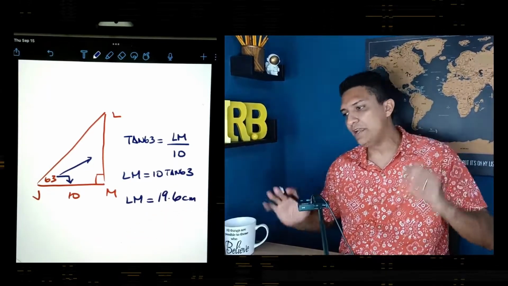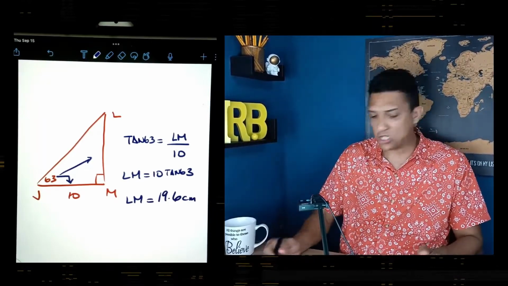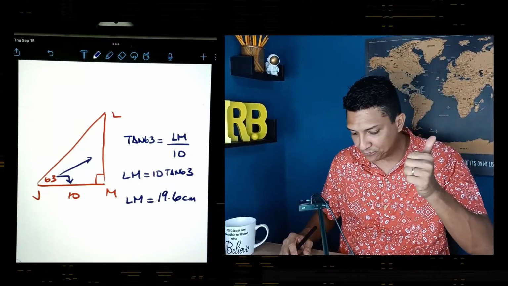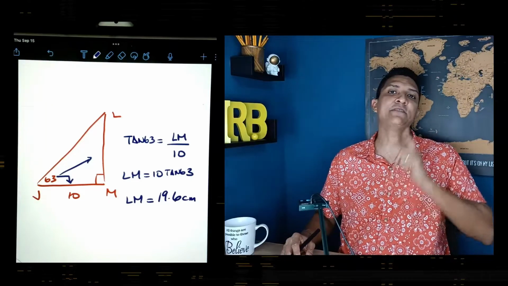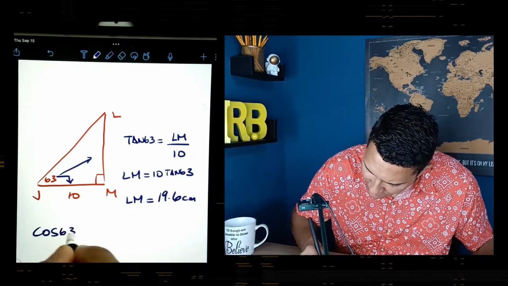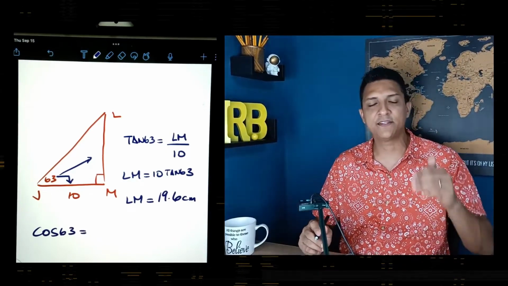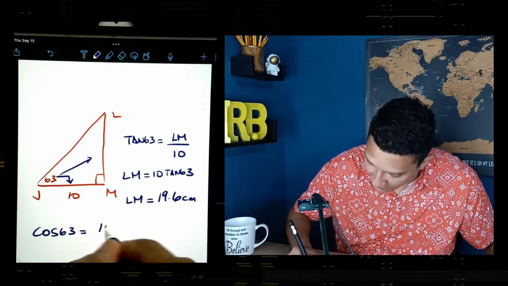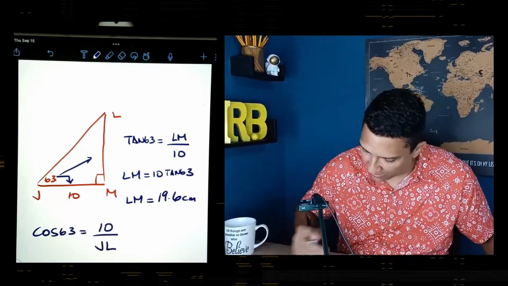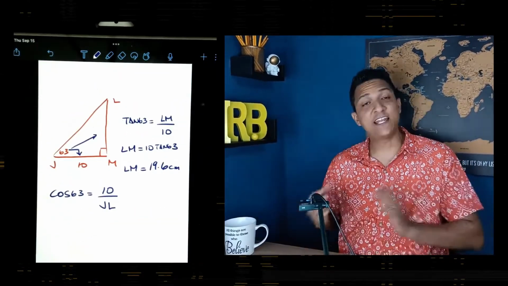And let's go to the very last one, which is JL. Notice that JL is the hypotenuse. So I can use any trigonometric ratio because I have the adjacent side and I have the opposite side. So I'm going to use cosine. So cosine of 63 is the adjacent side, which is 10, over the hypotenuse, which is JL. Notice that the variable is in the denominator.